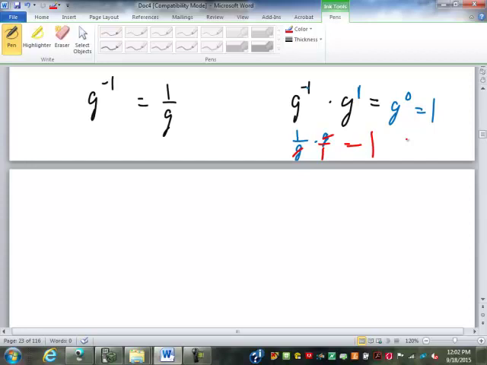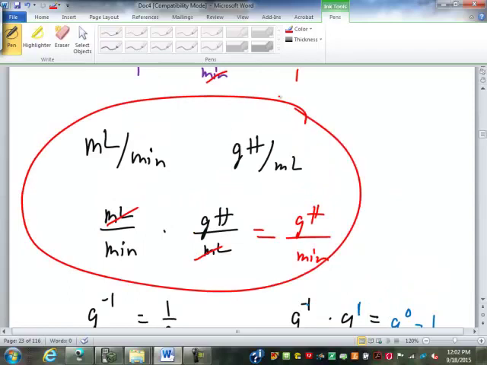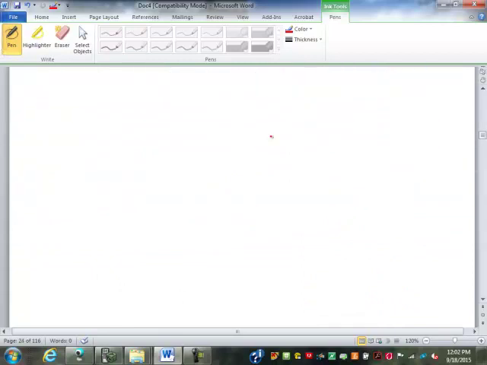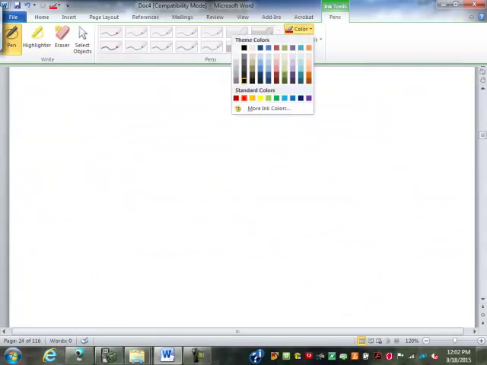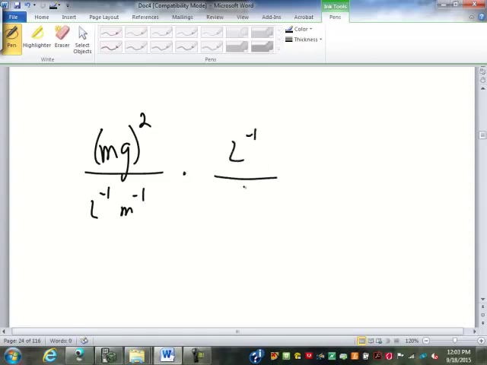What it's trying to get you used to is this dimensional analysis like we did up here. These are more reasonable. These are units you may actually use in dimensional analysis. But to get you used to working with them, the book takes it to an extreme, and it gives you problems like this. Milligrams squared over liters to the negative 1, meters to the negative 1, times liters to the negative 1 over meters times milligrams.